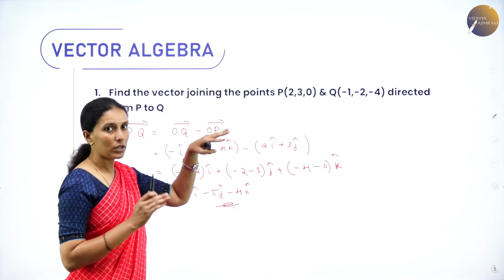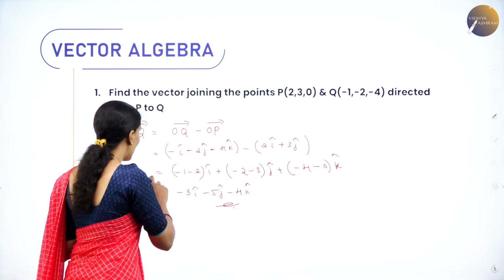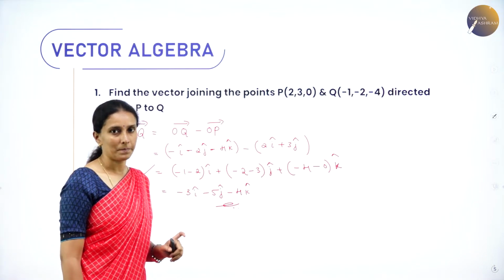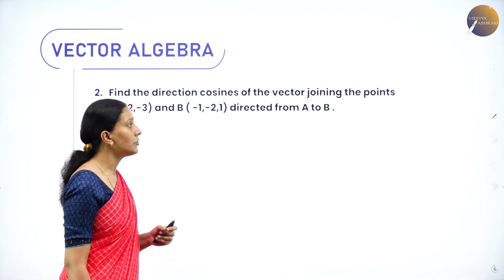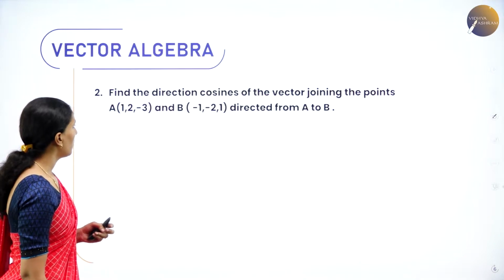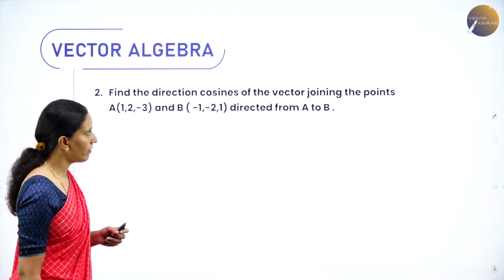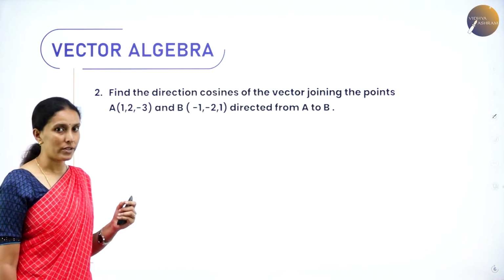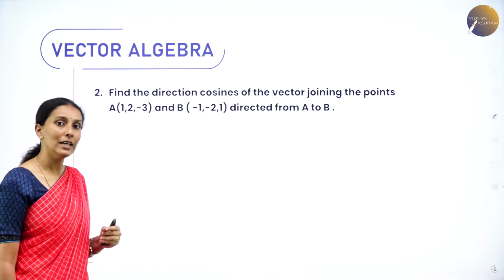Since you know that you have to subtract the first vector from the second vector, you can directly subtract the components and write the position vector. Next, find the direction cosines of the vector joining the points A (1, 2, minus 3) and B (minus 1, minus 2, 1) directed from A to B. First, we need to find out what is vector AB. Then we need to find out the direction cosines of vector AB.